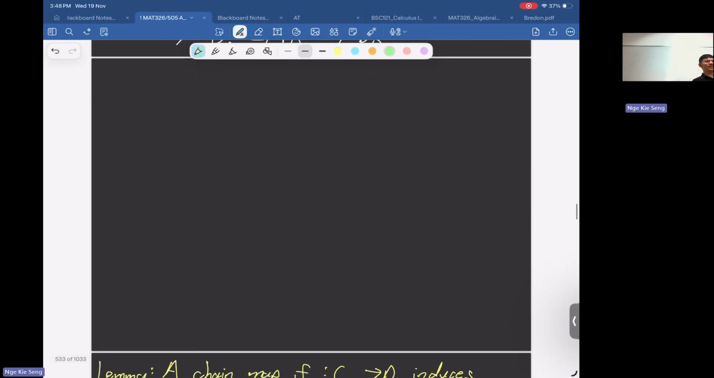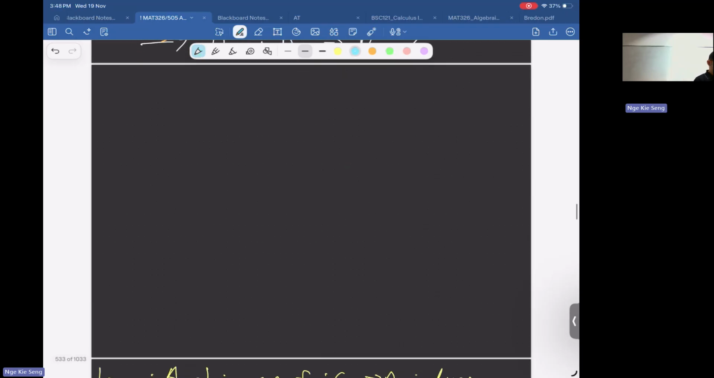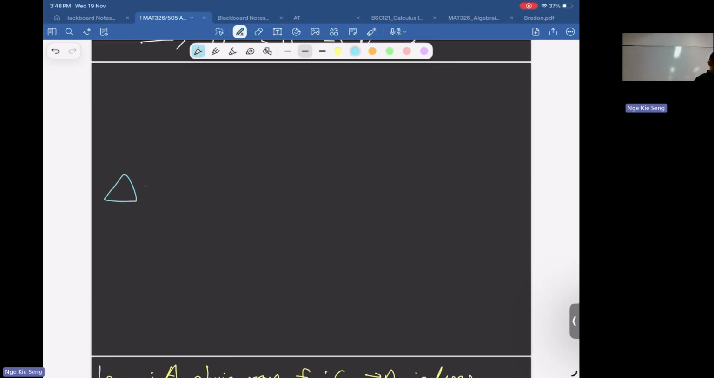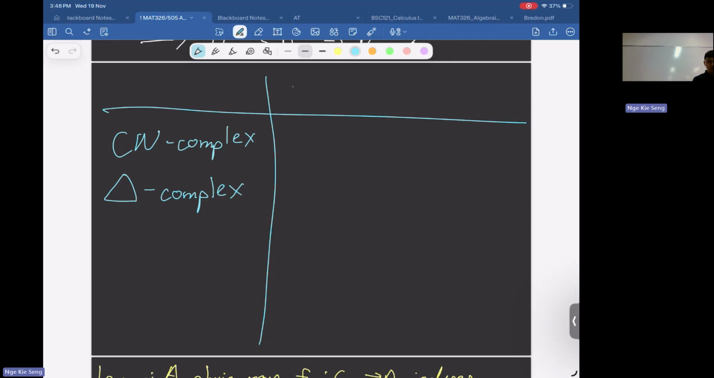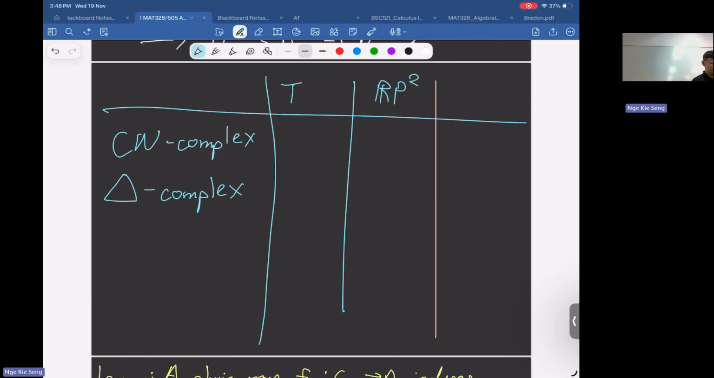Everyone has to shout it out, if you don't shout there are no marks. Okay, so what's the quiz I want to show here? One is a delta complex. One is a CW complex. I want you to draw a torus, RP2, and then I want you to draw a Klein bottle, and then I want you to draw S2.